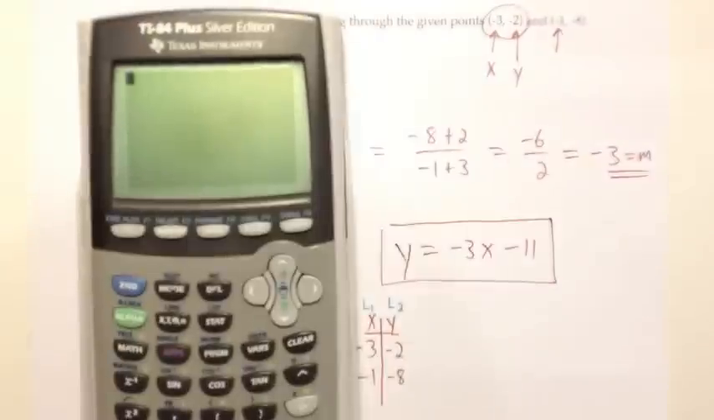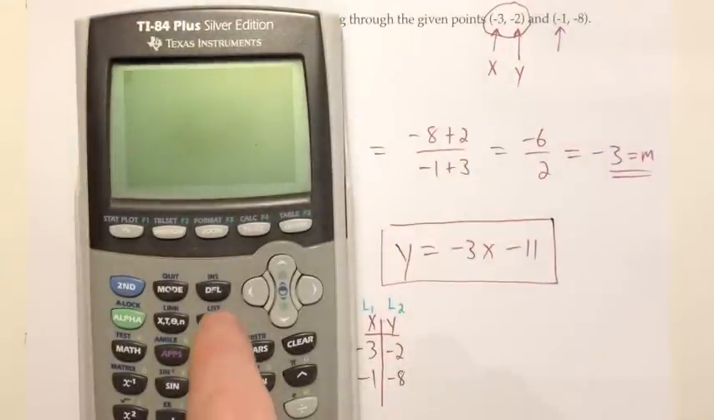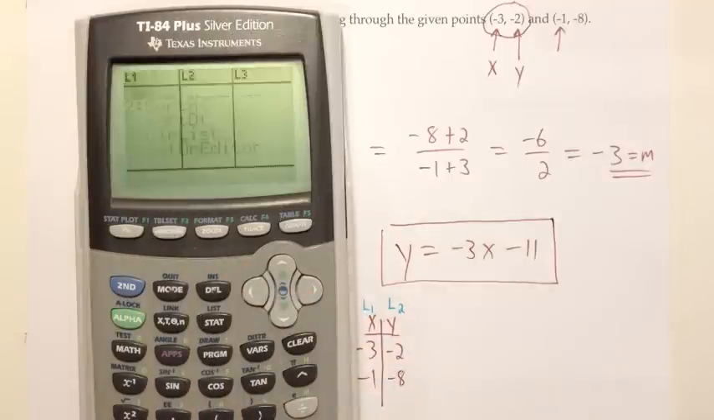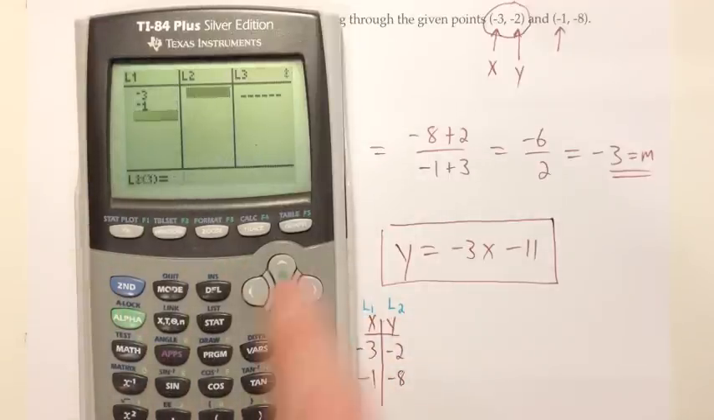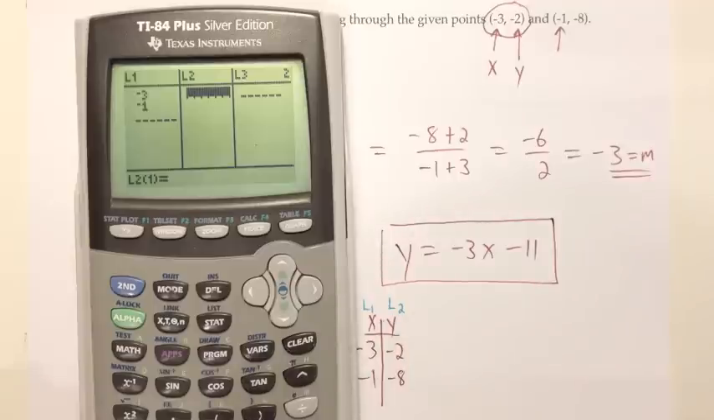I would go into the stat menu and choose edit. I'd put my two x's in, negative 3 and negative 1. And I'd move over to L2 and put in my y values, negative 2 and negative 8. And then the calculator can actually do the rest for us from there.